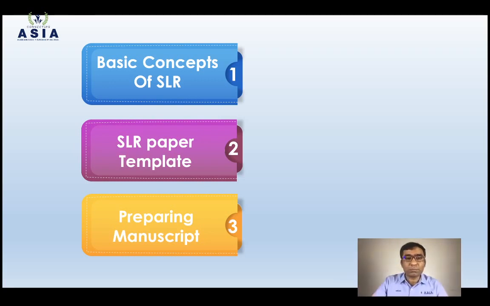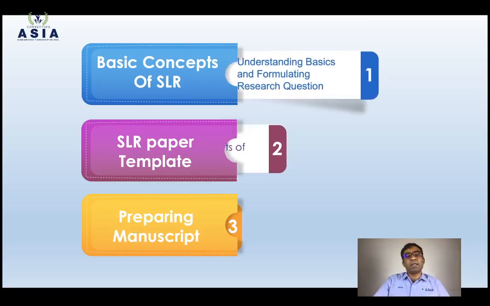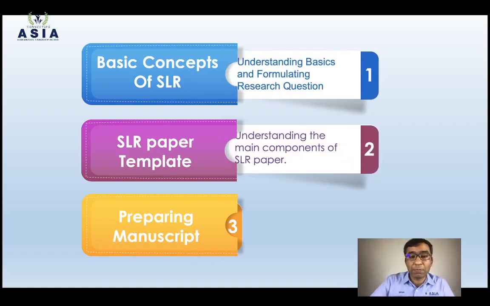other type of literature review. And then the second one, most obviously, the systematic literature review paper template: how we can write, and how we can easily write a systematic literature review paper. I'll provide you a template, so you can just follow that template and try to write your literature review paper.